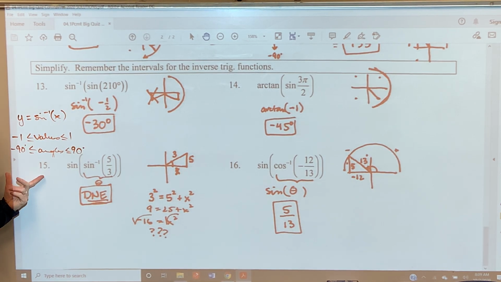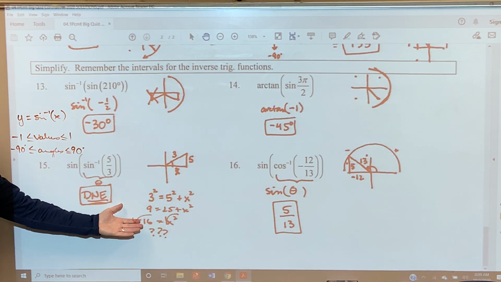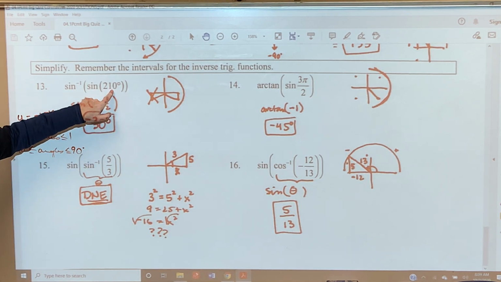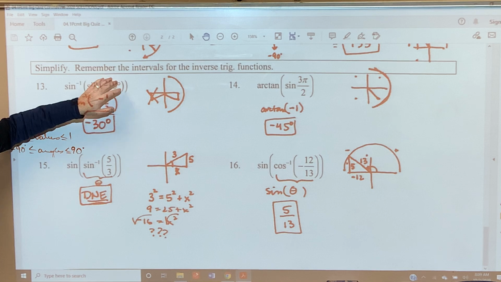Now you're going to have to remember that's different for cosine. On cosine, the angle has to be between 0 and 180, and the value between negative 1 and 1. And on tangent, the value could be anything, but the angle has to be between negative 90 and 90. If that's true, then you can cancel. But if it's not, you've got to just slowly go through it.